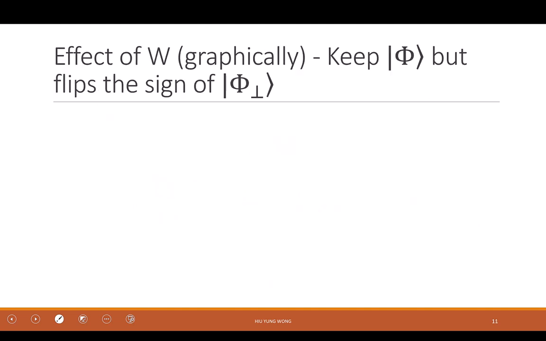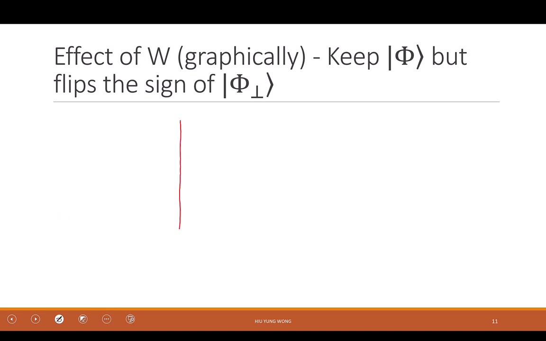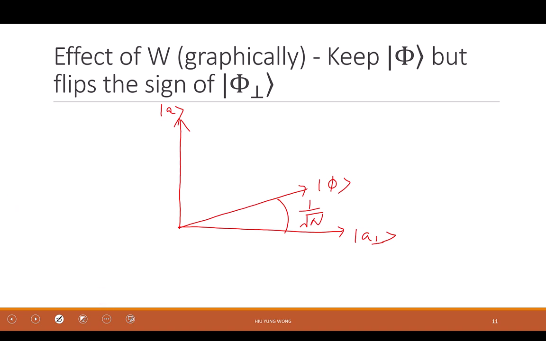Now, what's the effect of W again? Again, I'm repeating. If I have A here, with A perpendicular, and then I have this, always write down the angle. I know this is 1 over square root capital N. And then I have Y here, for example. And here I call it gamma also, but this time gamma is between Y and phi. What does it do? It rotates Y by 2 gamma.